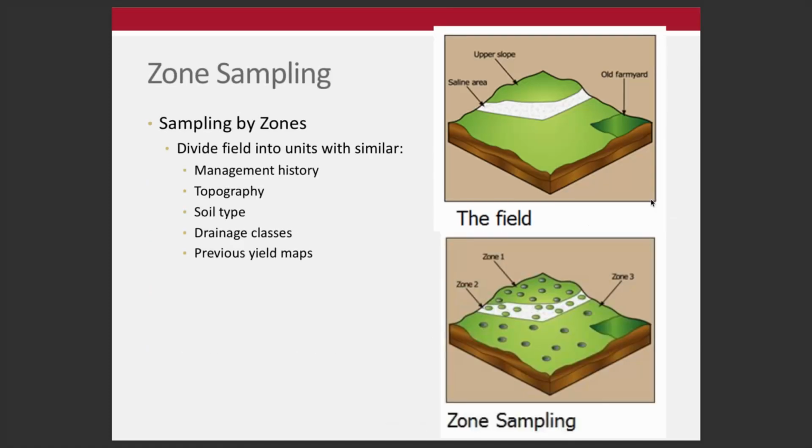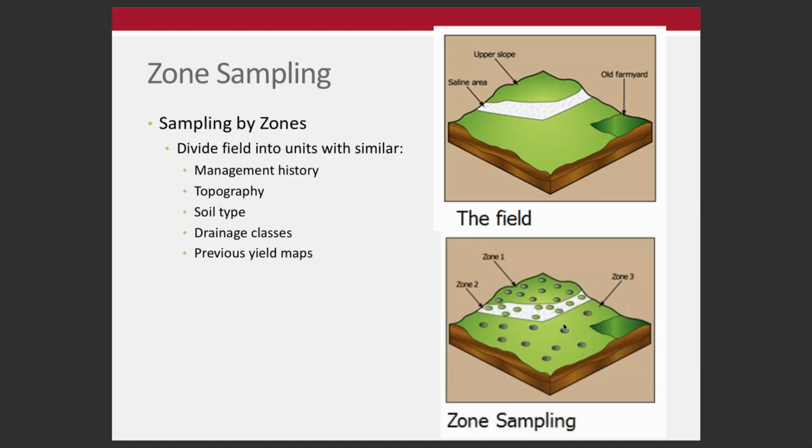Zone sampling, again, we're dividing fields into smaller subunits based on some kind of known thing. So a management history, the topography, soil type. People commonly do this. They split fields up. They use SSURGO data, soil science database data, and then they get ideas of soil type and drainage classes, etc. Even previous yield maps, so getting an idea of how this field is yielding and where the quote-unquote high-yielding areas are versus the low-yielding areas, and then making your zones based on that.